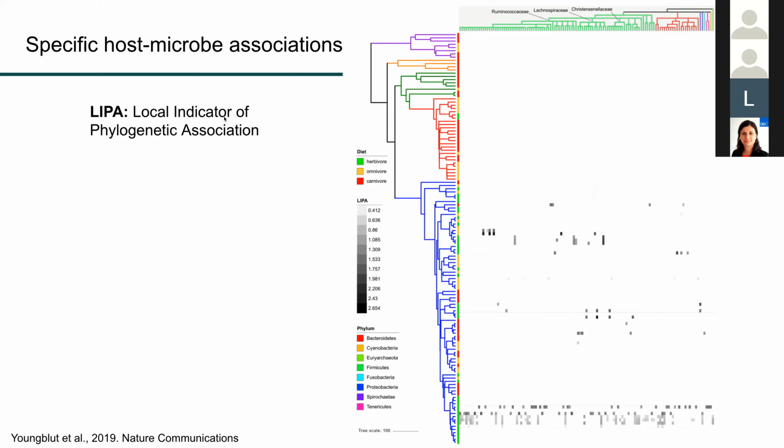In particular, the analysis was called Local Indicator of Phylogenetic Association, or LIPA. Here's the host tree, as shown before, but just turned on its side. You've got mammals down here, and then non-mammals up above. Host diet is mapped on for reference. And up here are the microbes that showed a significant phylogenetic signal. These are particular operational taxonomic units, or OTUs. It's mainly Firmicutes and Bacteroidetes.